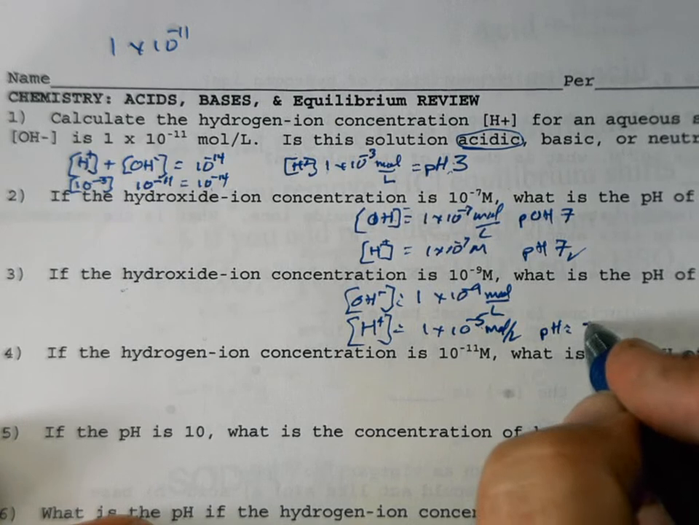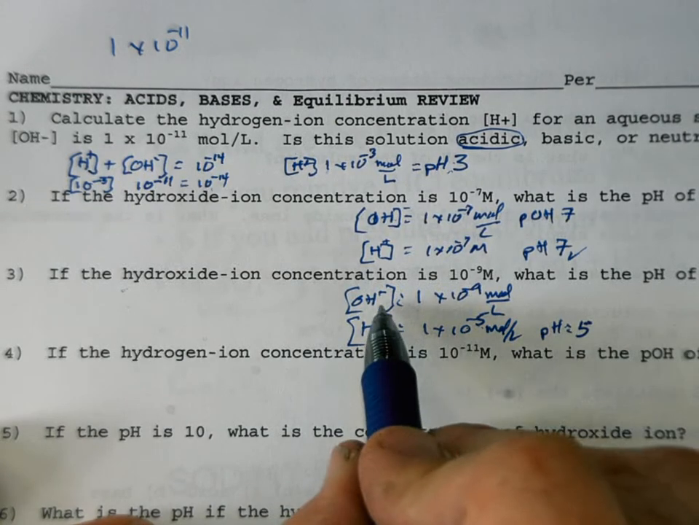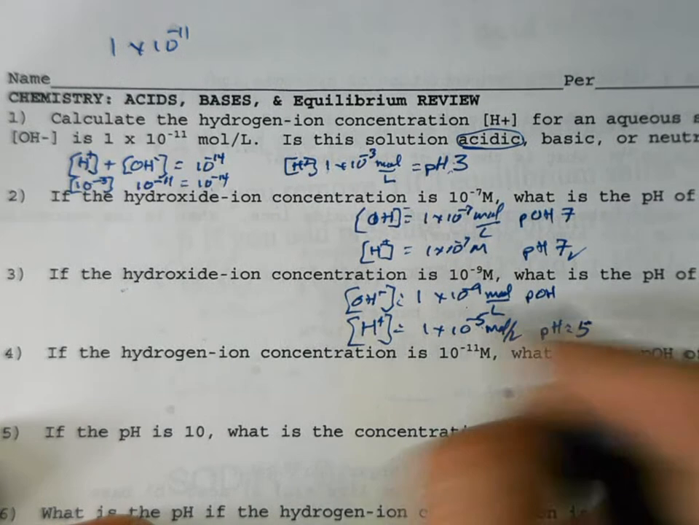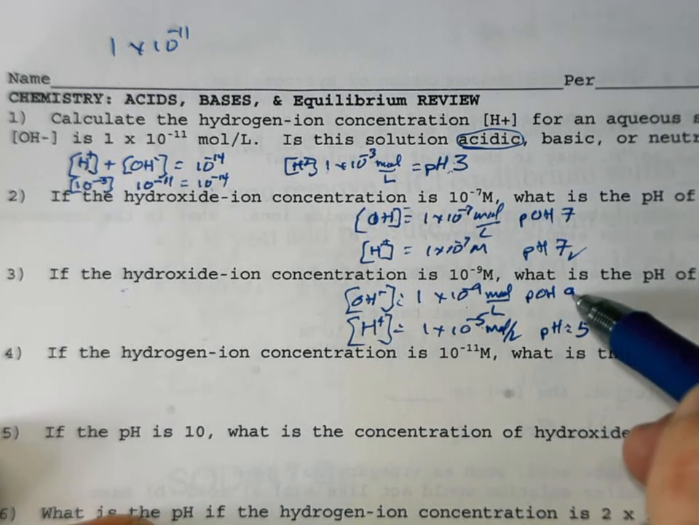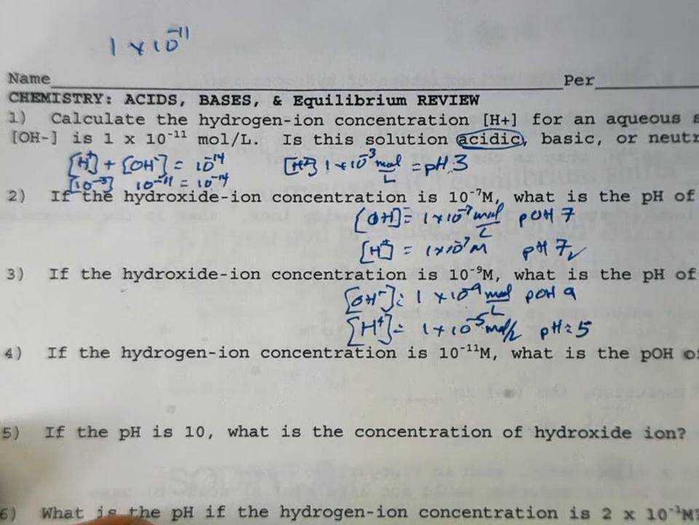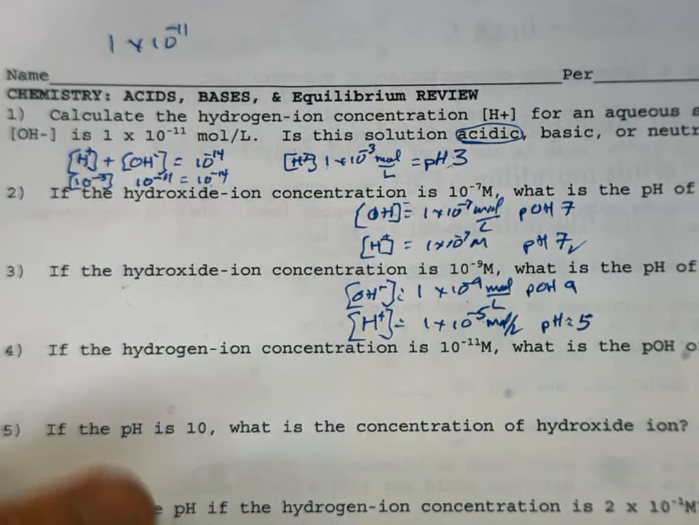5. Oh, and I guess you could have just done it this way too. Hydroxide, you could have figured that the pOH was going to be 9, and we know that the pH plus the pOH has to add up to 14. You could have worked it that way too. You wouldn't have had to do all the fancy numbers.